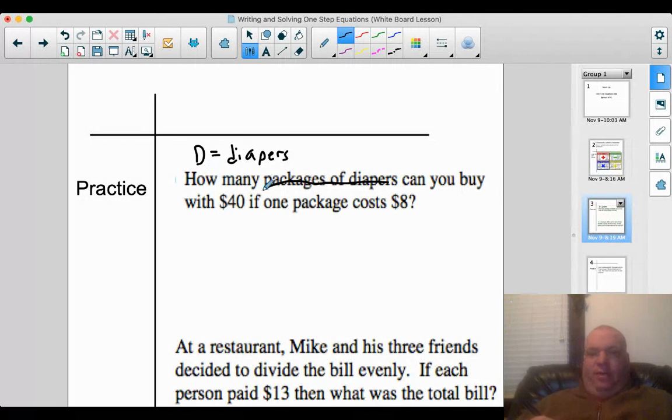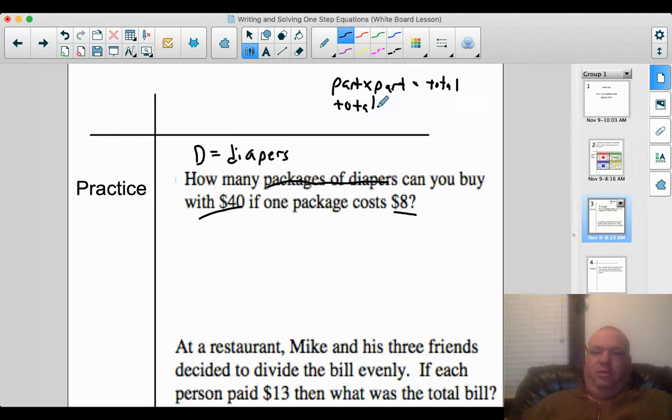Okay. So now I want to think again about what the relationship is. So the packages of diapers is what I don't know. I know how much one costs, and I know the total that I have to spend. Okay, so another thing we've talked about at different points with multiplying and dividing is that sometimes you have two parts being multiplied together to get a total. An example of that might be you go 10 miles an hour for 3 hours, right? The number of miles you go each hour is one part. How many hours you're going is the other part. Multiply those together, that gives you the total distance you've gone. Another example might be how much money you make per hour times how many hours you work is the total that you make, okay? Sometimes you have two parts multiplying to the total.